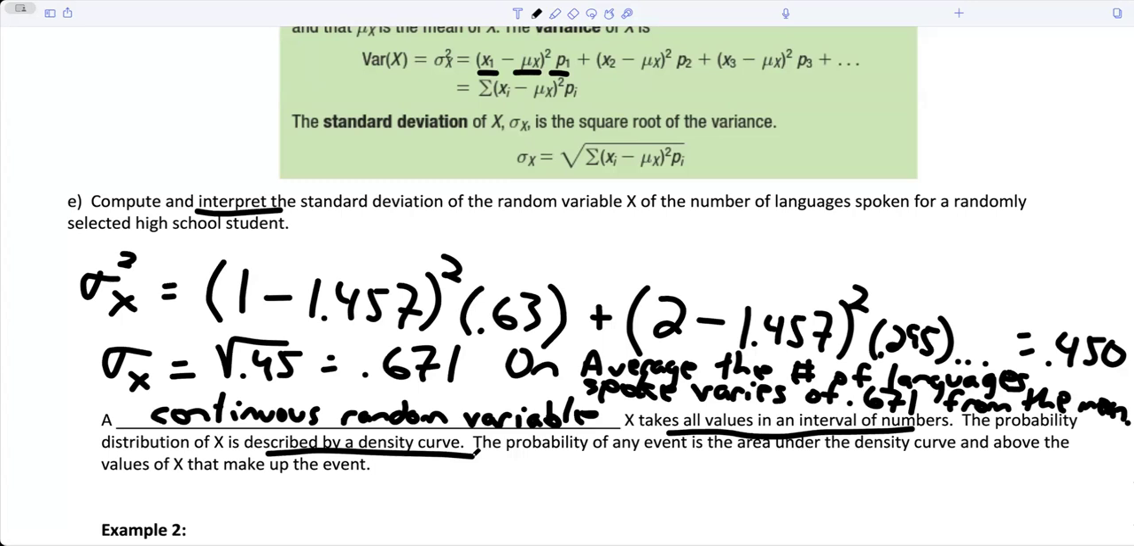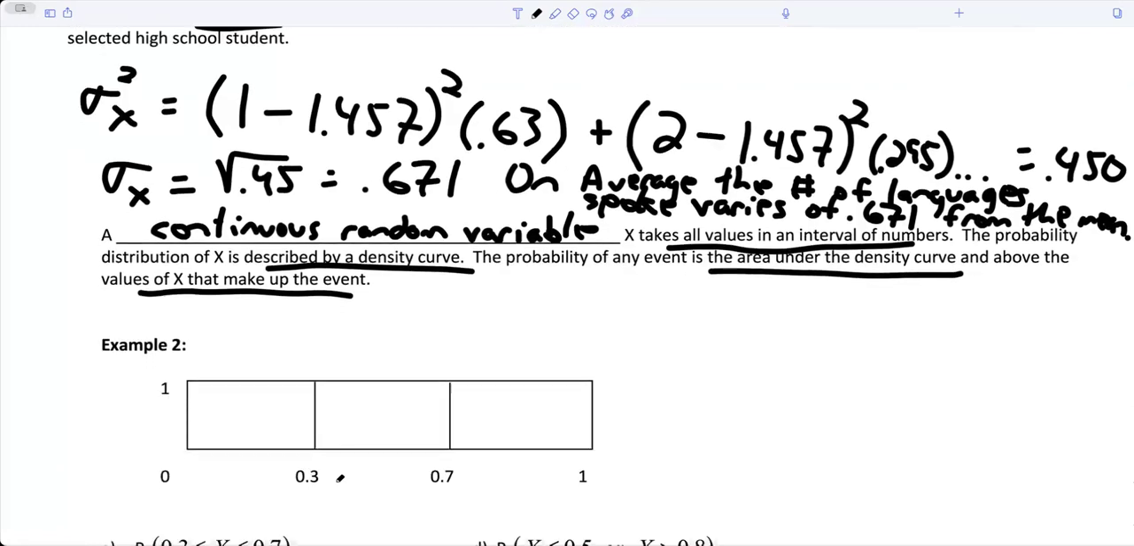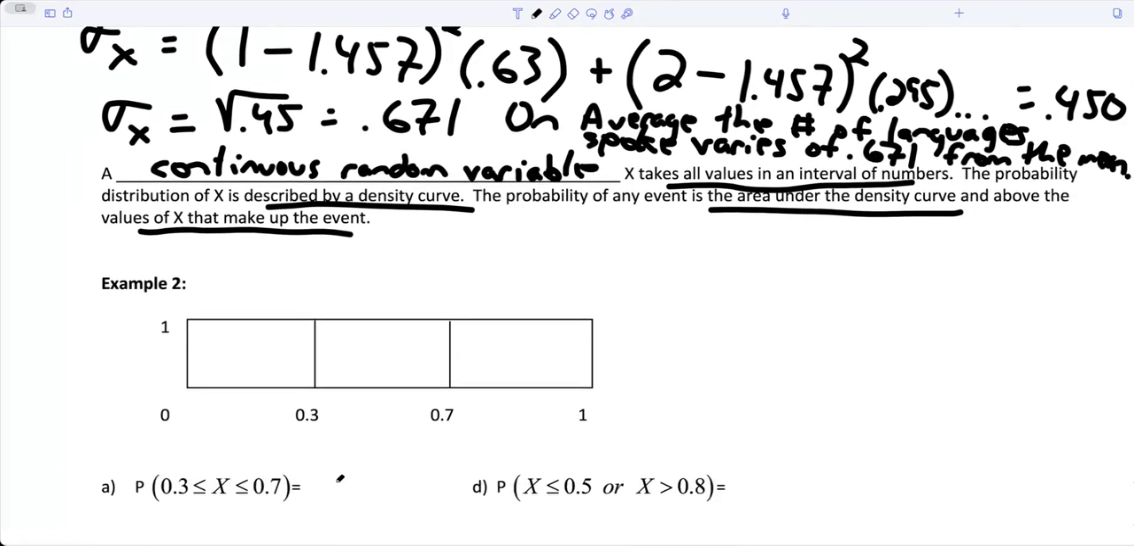The sum of all the events in a sample space also has to be 1, but what's different about this is that it's a continuous random variable. Therefore, it can take on any value in the domain. So the probability of any event is the area under the density curve and above the values of x that make up the event. Okay, so I want you to hold on here. Let me see if I can hurt your brain a little bit.